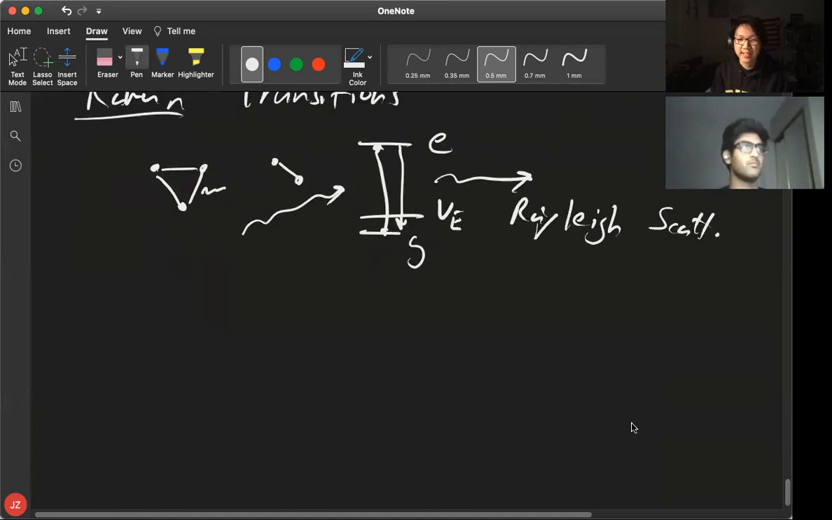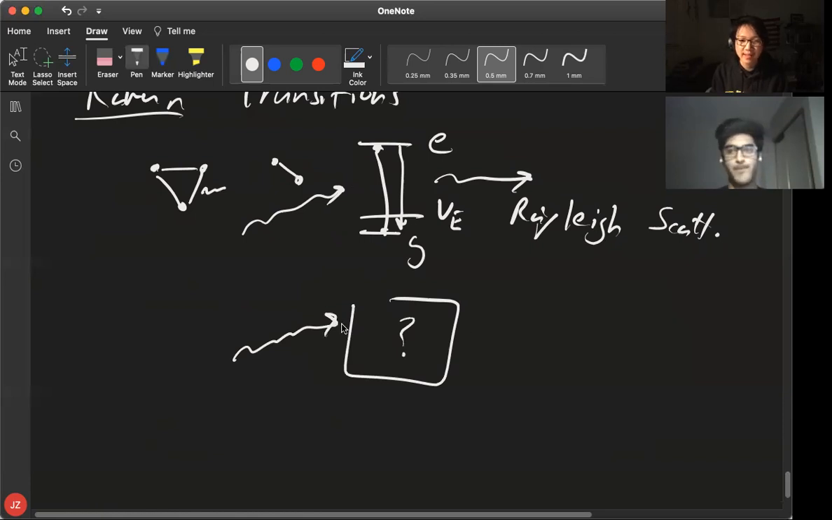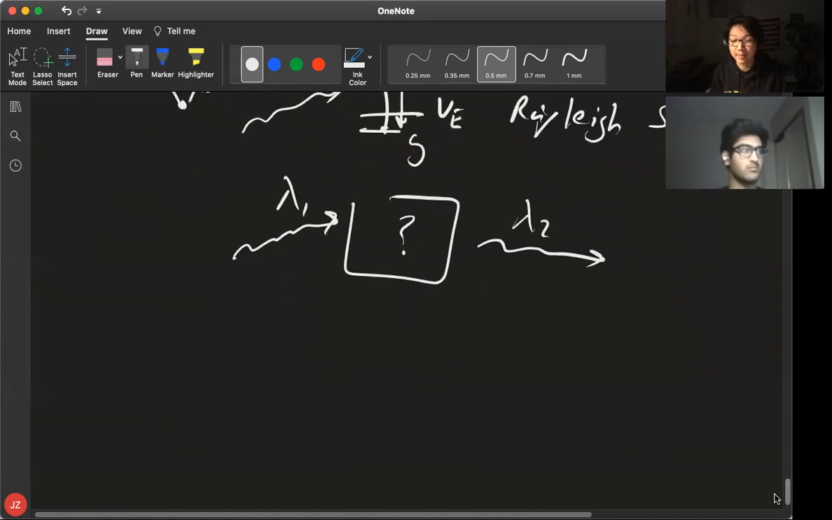But there's also something else that can happen, which is you can have an excitation, or you can have a phenomenon. I'm going to draw this black box here, where I send in some energy, and then the resulting energy is of a different wavelength. So if this is wavelength 1, and this is wavelength 2 that gets emitted from some kind of emission, we'll notice that wavelength 1 is not equal to wavelength 2 in this molecule.